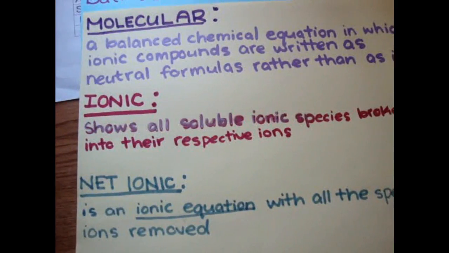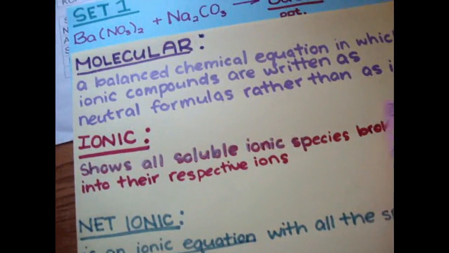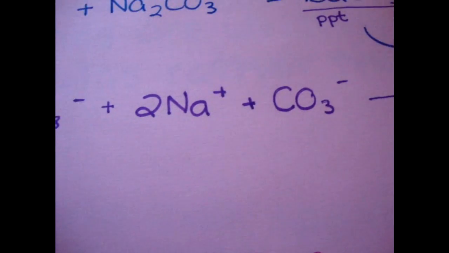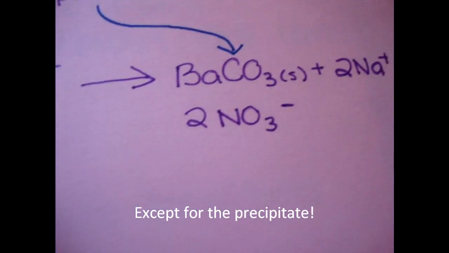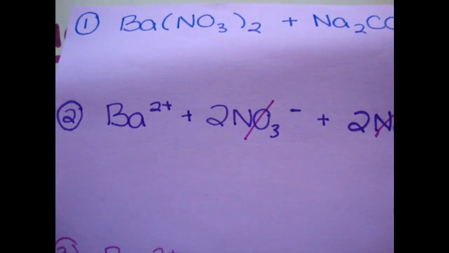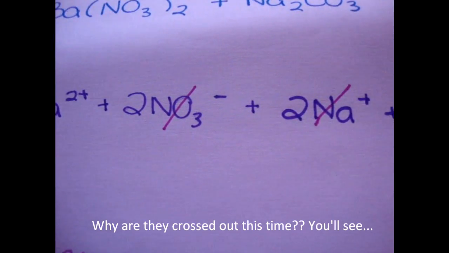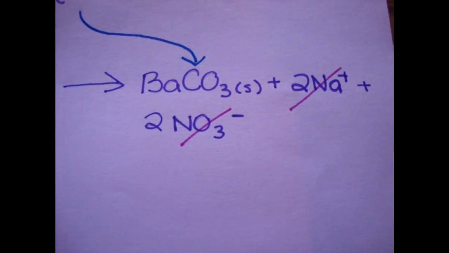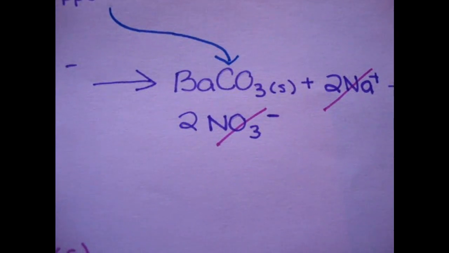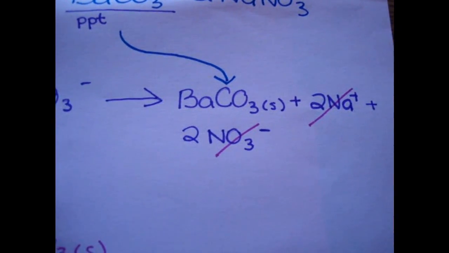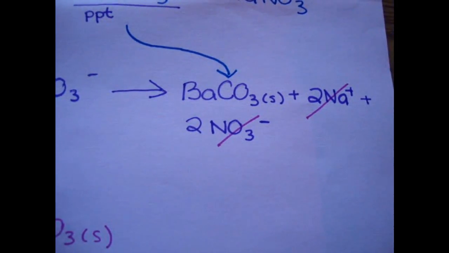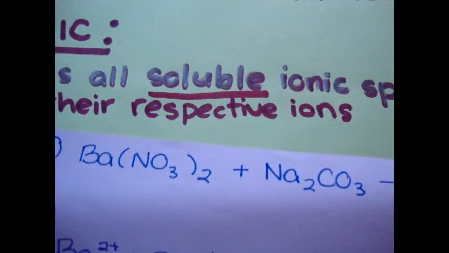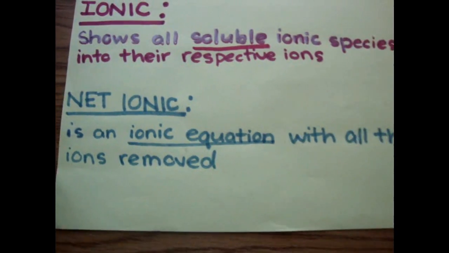So an example of an ionic equation would be this right here. So it's broken up into its ions. So this is from the first reaction that we discussed. So as you can see, everything is broken up into their respective ions except for the precipitate barium carbonate. And you're probably wondering why I have crosses through some of the ions. Well, that brings us to our last type of equation, which is net ionic.